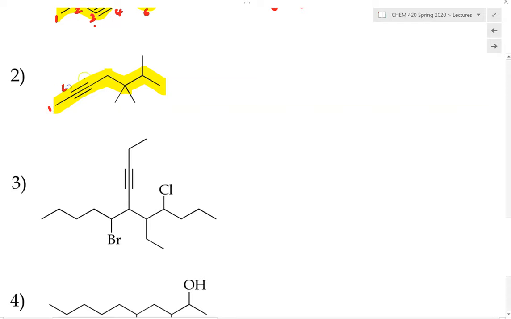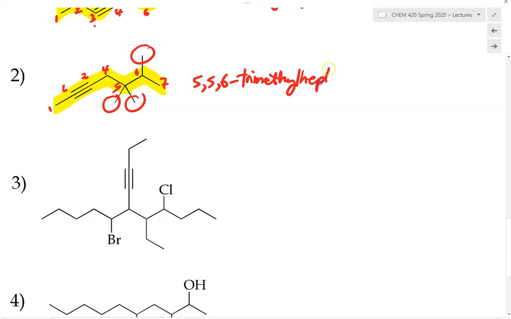And this will be number 1, number 2, 3, 4, 5, 6, 7. So in this case, we have 3 methyl groups on the carbons number 5 and number 6, which we can combine together and call a trimethyl group. So this will be 5, 5, 6 trimethyl. So those are those 3 substituents, followed by the parent name. In this case, 7 carbons long, so we have hept, and now number 2, because the triple bond starts on the carbon number 2, followed by the yne ending.